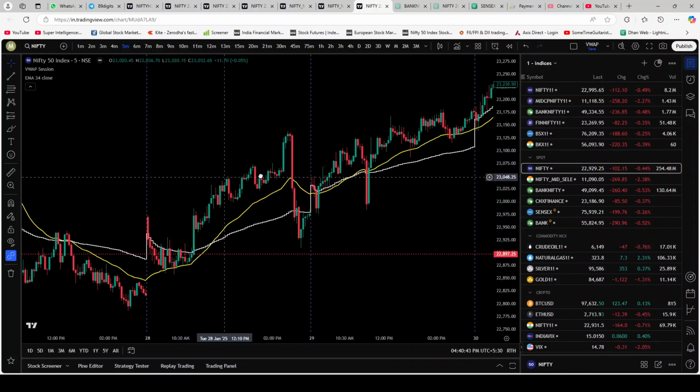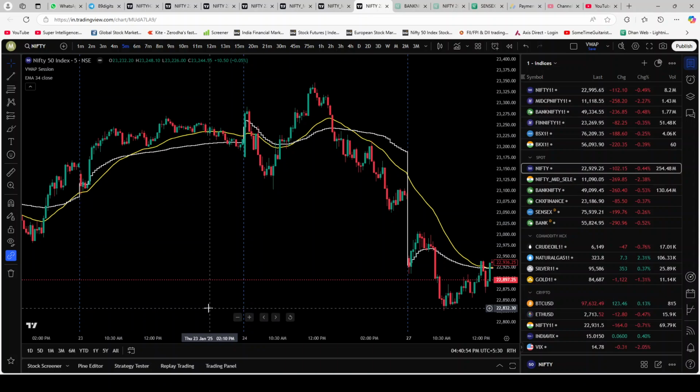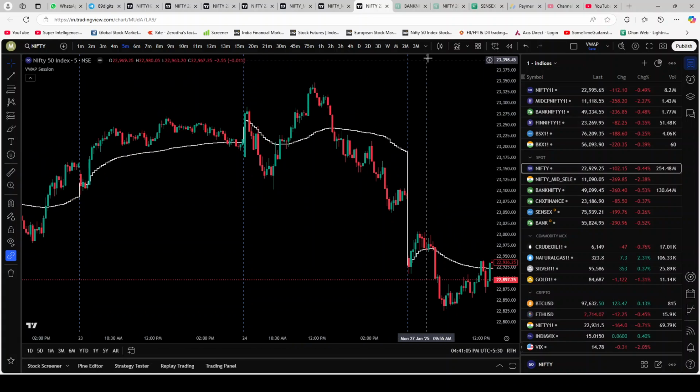Very nice, 200 plus points long opportunity. Here's a shorting opportunity. It goes below EMA 34 and VWAP. VWAP is the white line. EMA 34 is the colored line. All right, now this you can do on any trading platform, because VWAP and EMA will work on any trading platform.